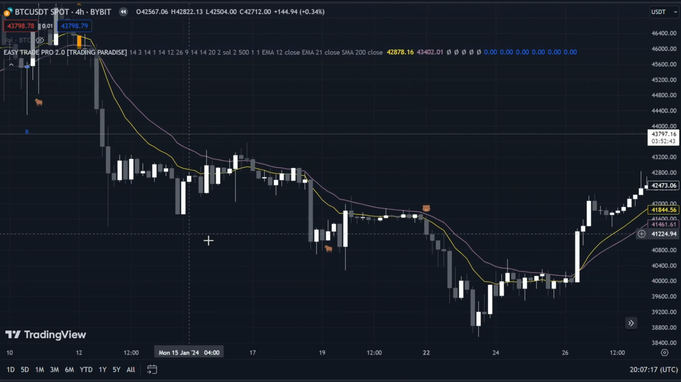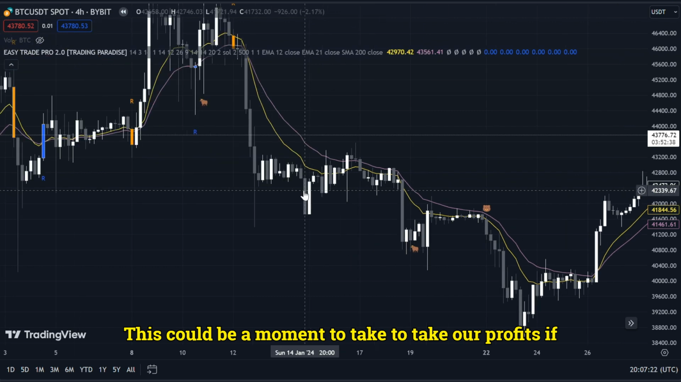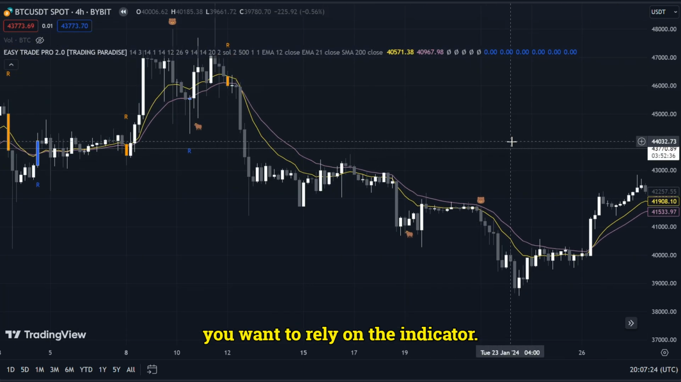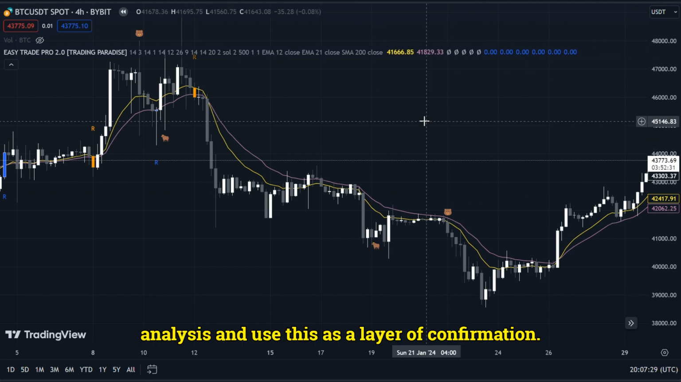We don't have any bullish reversal, so we see a bull. This could be a moment to take our profits if you want to rely only on the indicator. But remember always, guys, to do your technical analysis and use this as a layer of confirmation. Okay.